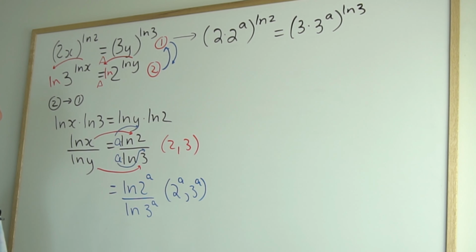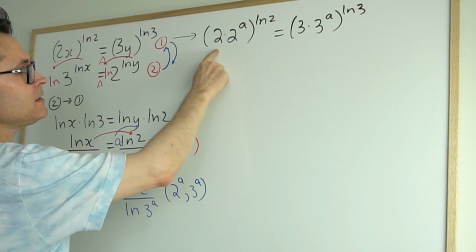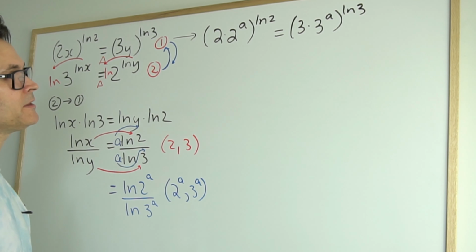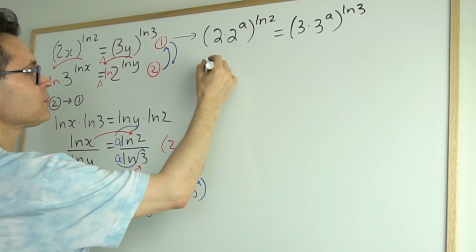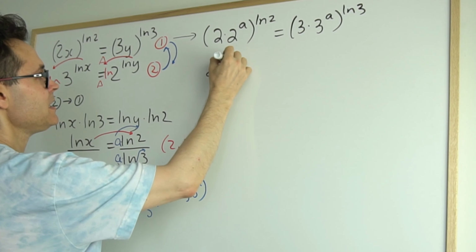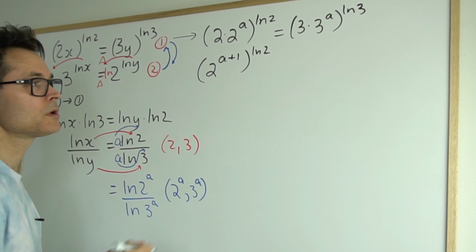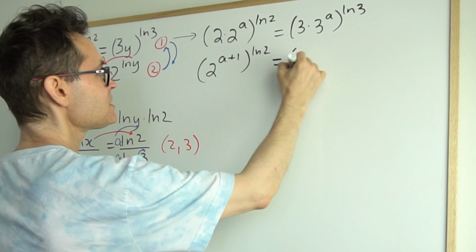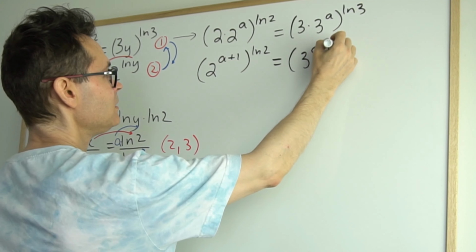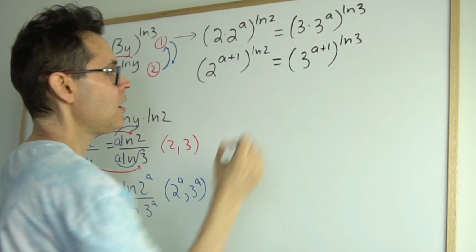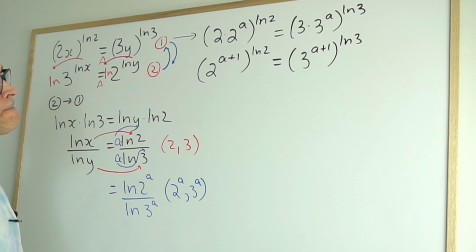Okay, well that actually looks pretty manageable, because notice I can combine inside the brackets using a basic exponent rule. That's just going to be 2 to the a plus 1, all to the ln of 2. And on the right-hand side, that's just going to be 3 to the a plus 1, all to the ln of 3. I can get a lot of use out of this sort of power rule.